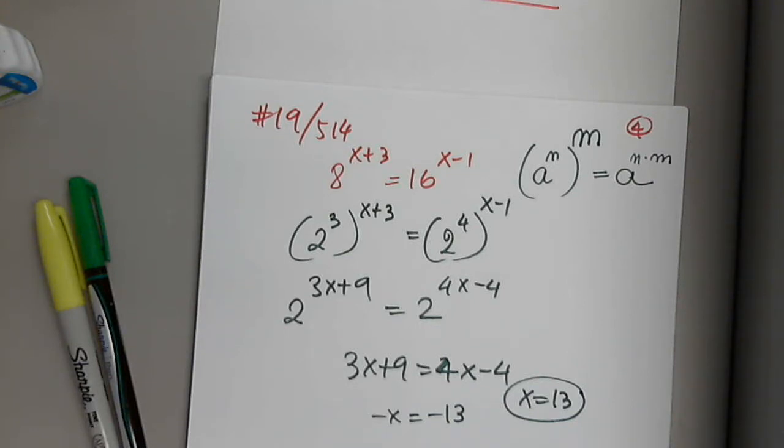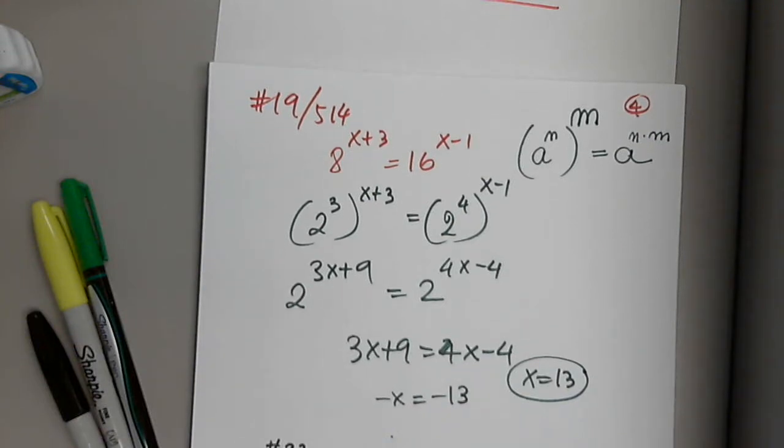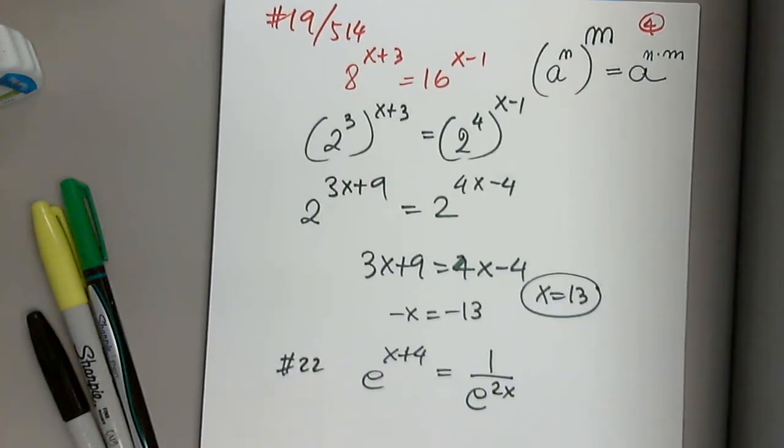See if you want to choose another problem from 1 through 22. If not, we move on to a slightly higher level. 1 through 22. Any questions on 19? Okay. e to x plus 4 equals 1 over e to 2x. I know it's an equation. I need to identify the type. What type is it?